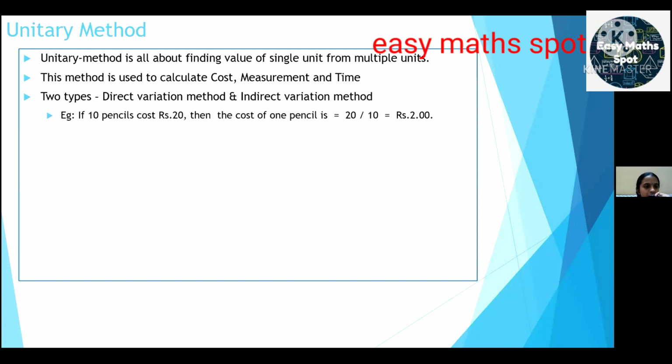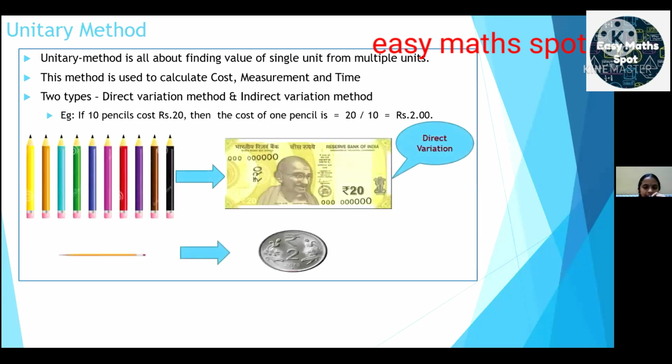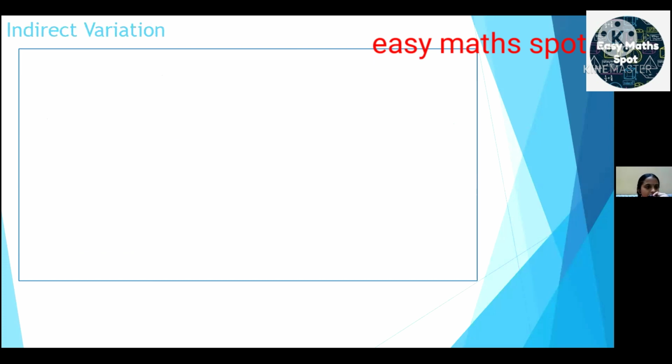Example, if 10 pencils cost rupees 20, then the cost of one pencil is equal to 20 rupees divided by 10, which is rupees 2. This is an example of direct variation. Now let's see what is indirect variation.